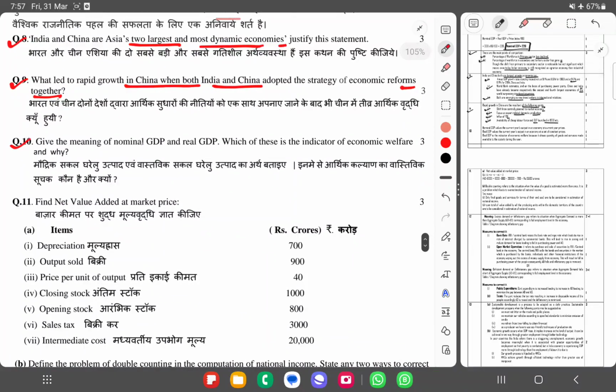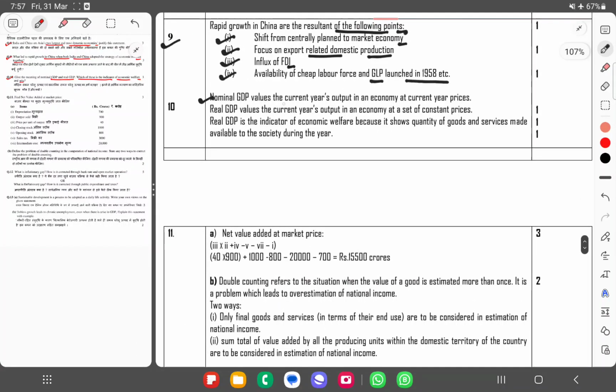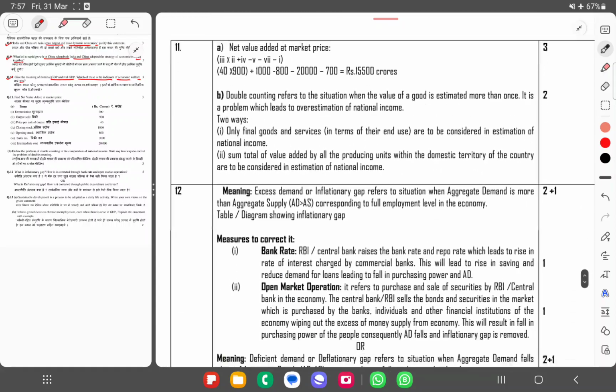Give the meaning of nominal GDP and real GDP. Which of these is an indicator of economic welfare and why? Yes, question number 10 पर आते हैं. Answer: Nominal GDP values the current year's output in the economy at current year prices. The real GDP values the current year's output in an economy at constant prices. Real GDP is an indicator of economic welfare because it shows the quantity of goods and services made available to the society during the year. Next one, question number 11.